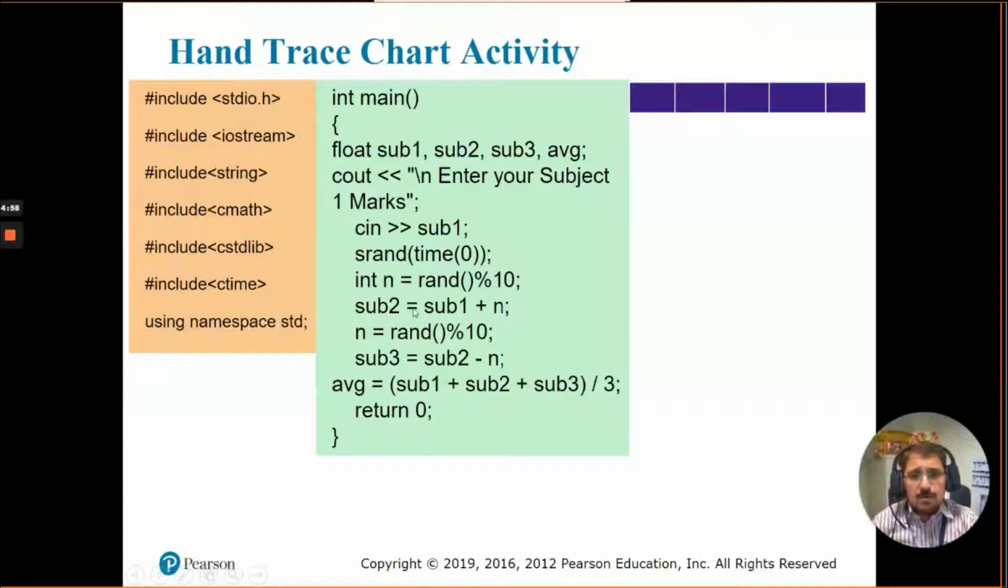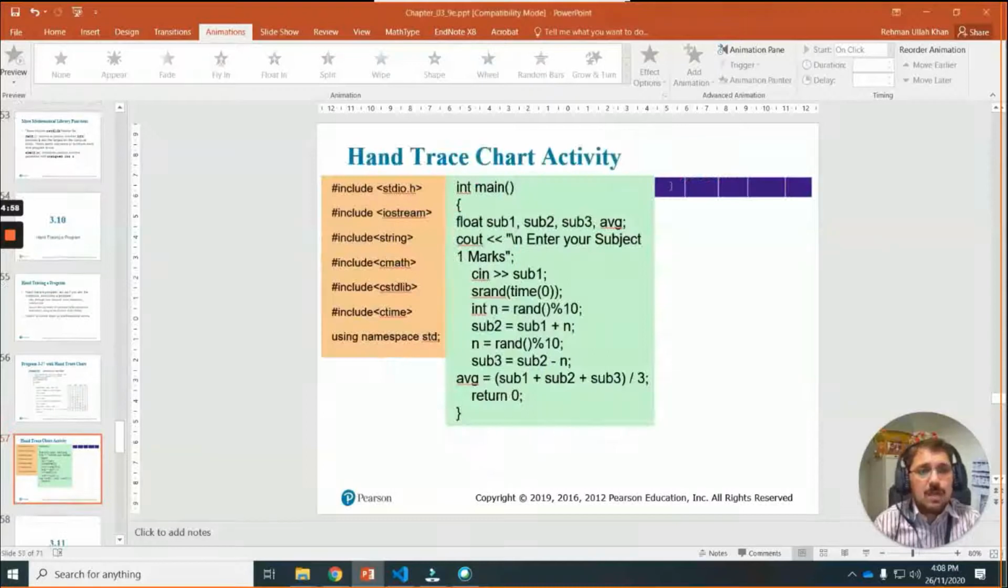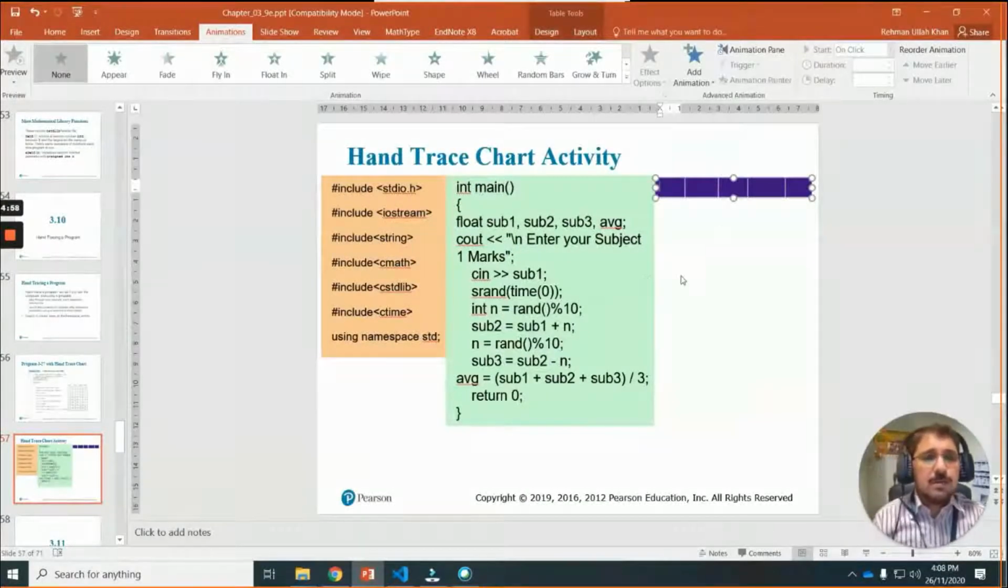subject 2 marks are equal to, you see I didn't get from user, I assign to subject 2 using some calculation like subject 1 marks plus the n that I generated randomly. Okay, and then a random 2 again. Okay, new number will be generated, and then subject 3 marks equal to subject 2 minus n this time, and then the average value like that. So can you help me how to create this table? So what should be the headings of this table? What should I type?